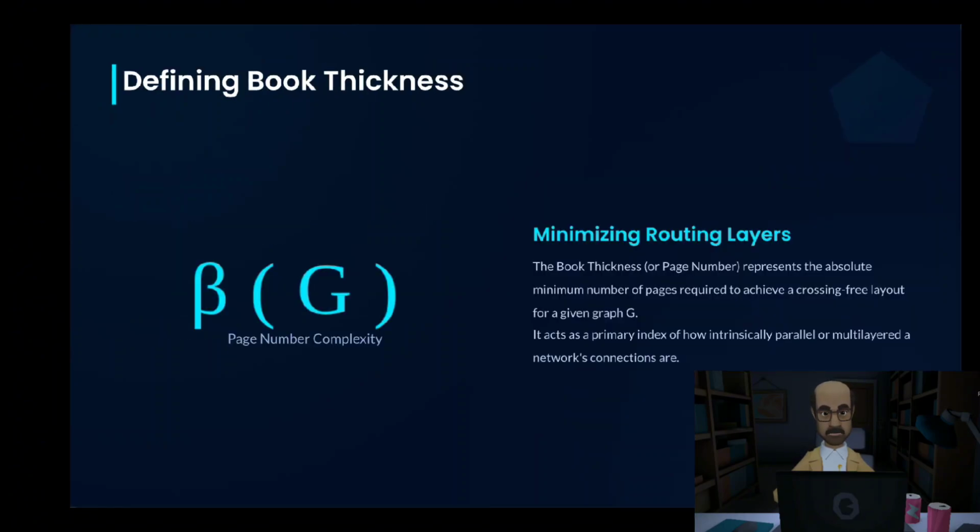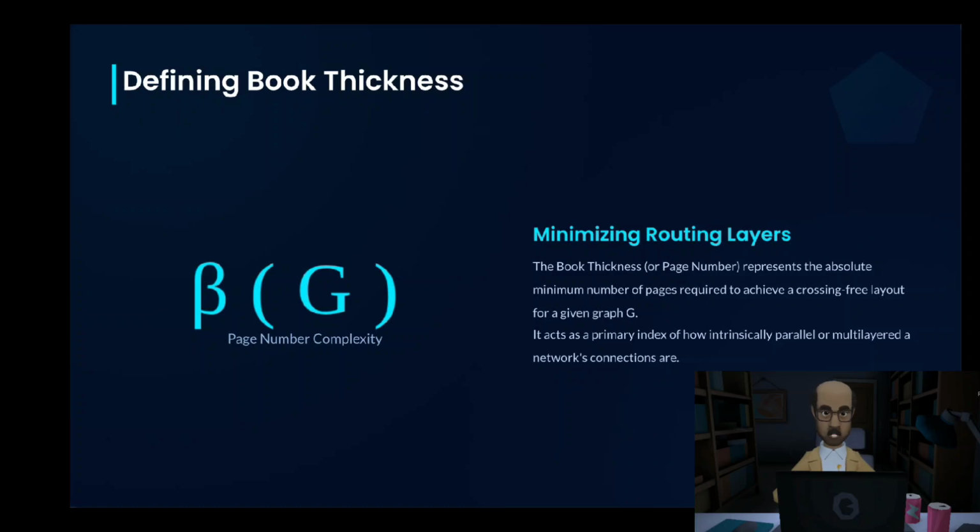Finally, we reach the ultimate goal of this concept, which is defining book thickness. Mathematically, this is represented by the notation you see on the left. Beta of G, which measures the page number complexity. Our main objective here is minimizing routing layers.